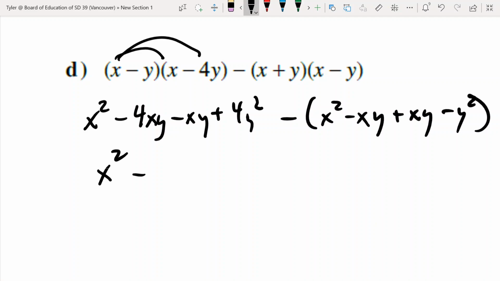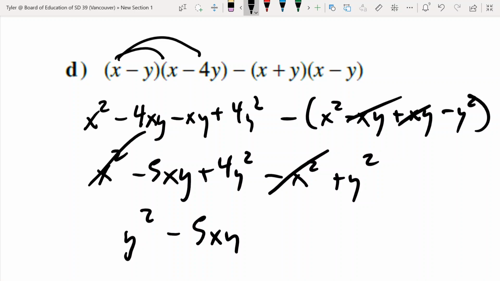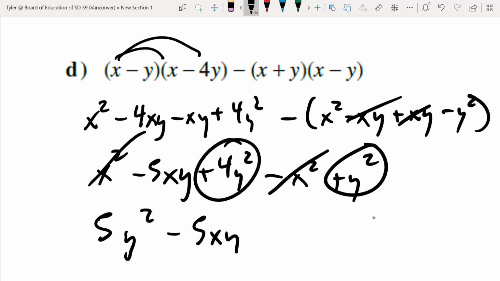Simplify everything. These two cancel out because they're the same. So this is going to give me negative x squared and then positive y squared because the signs flip. And now we can collect like terms. These cancel out. So we're left with y squared minus 5xy. Oh, sorry, 5y squared because these two go together. And that's it.